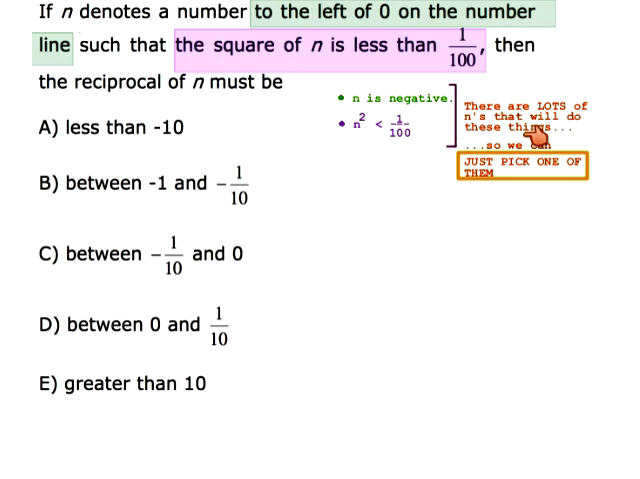So a negative whose square is really small. Can someone give me a negative whose square is really small? Negative 11. The square of negative 11 is positive 121, which is definitely not less than 1/100th. How about a tiny one, with really small numbers.